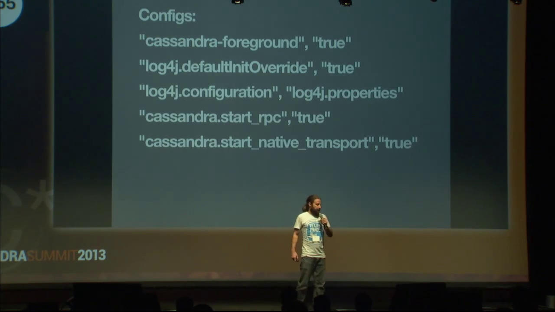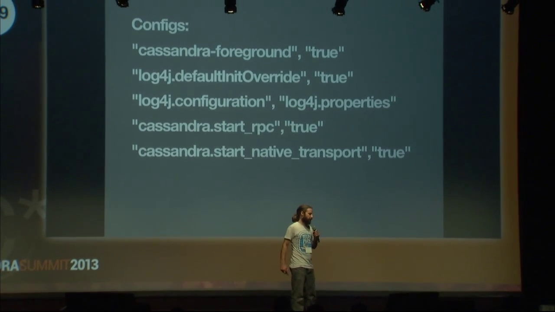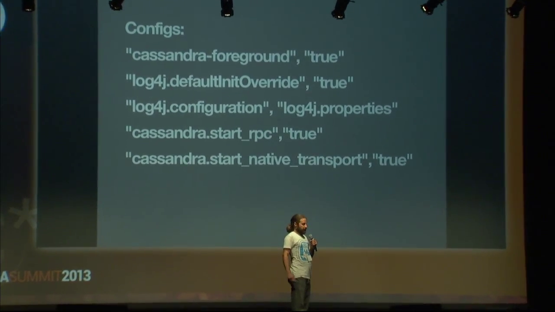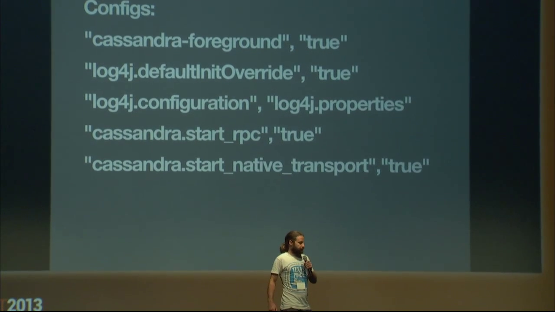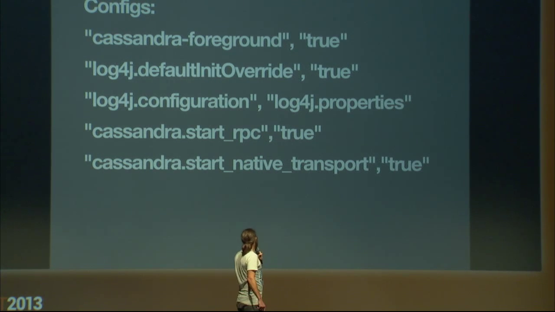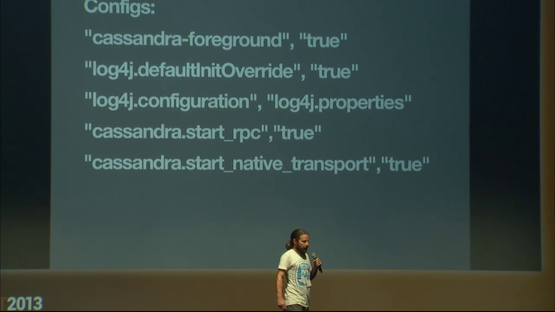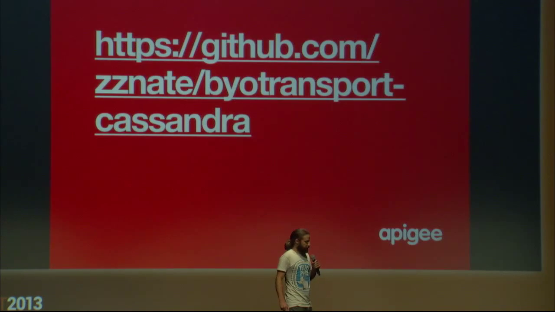Some handy configurations to know: you can turn foreground logging on or off, and log4j, just to keep the thing in process. You can turn off the log4j overrides and where the configuration file lives, so you don't have to have log4j-server or whatever. You can turn off and turn on the other two transports, RPC and the CQL native transport.